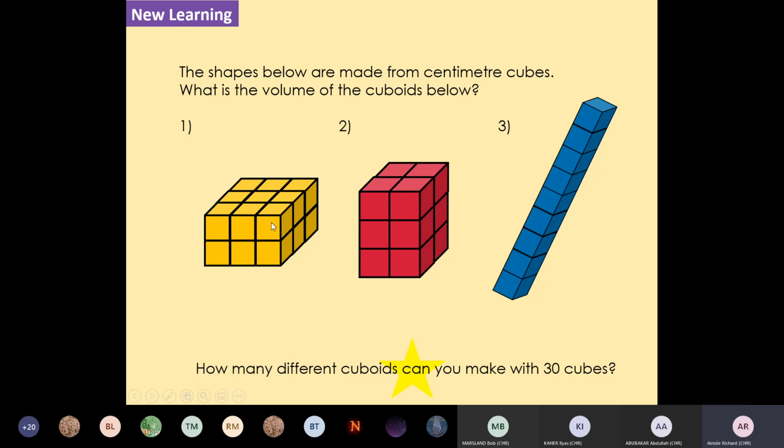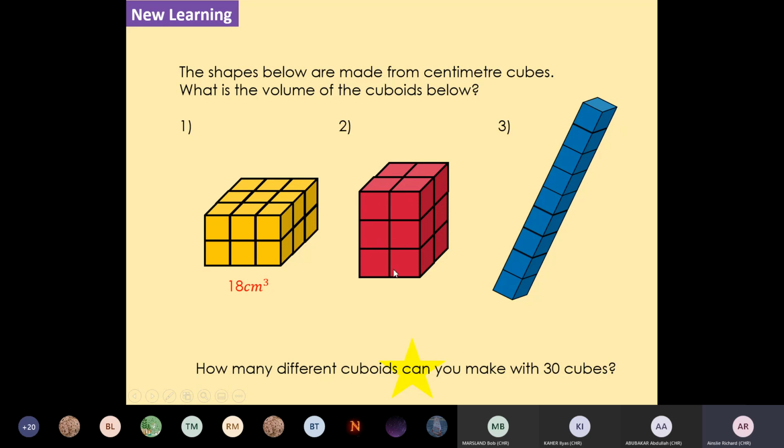We've got 1, 2, 3, 4, 5, 6 cubes in this front layer. And how many times is that repeated? 1, 2, 3 times. So we've got 3 lots of 6 cubes. So 6 plus 6 plus 6 is 18. 18 centimeters cubed.